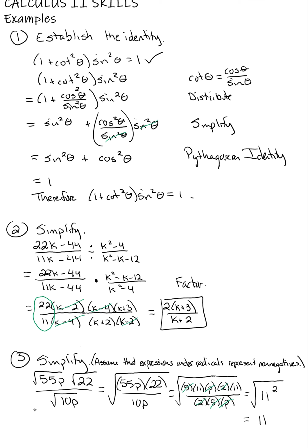Don't have to worry about negatives here. There are issues with negatives in radicals. This is not one of those cases because I have an even exponent. And there we go. It simplifies down to just 11.